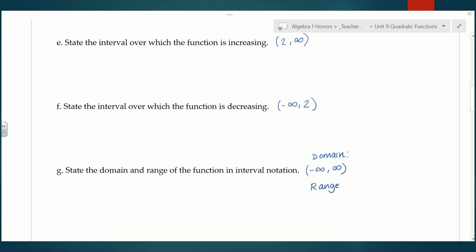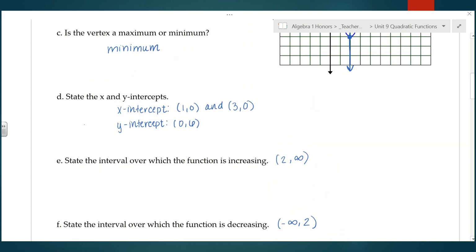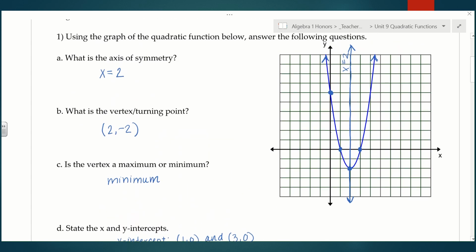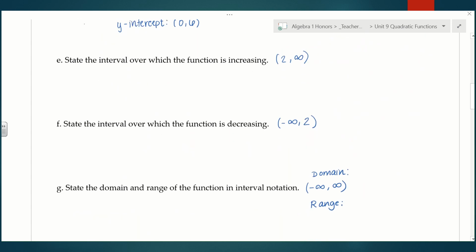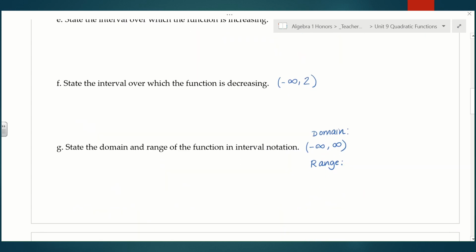And then our range, we want to think how low does our function go and how high. The lowest it goes, we have already seen from our turning point, is negative 2. And the highest it goes is infinity. Because there was a point at negative 2 on the graph, we want to make sure we include that number in our range. But remember, we never include infinity or negative infinity when we're talking about domain and range.